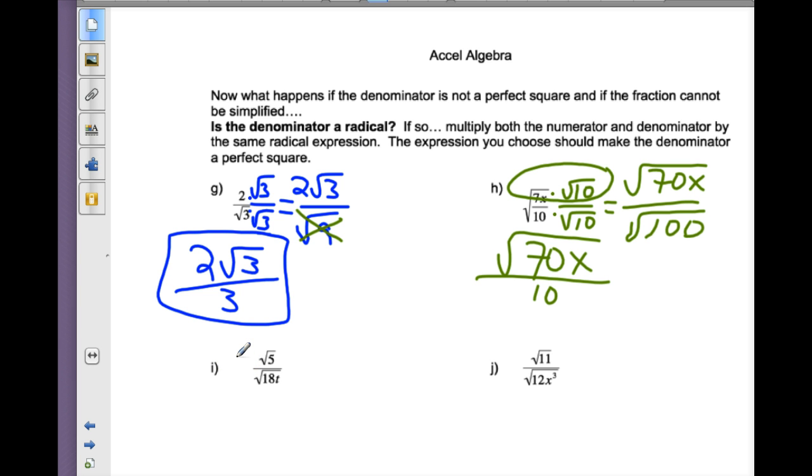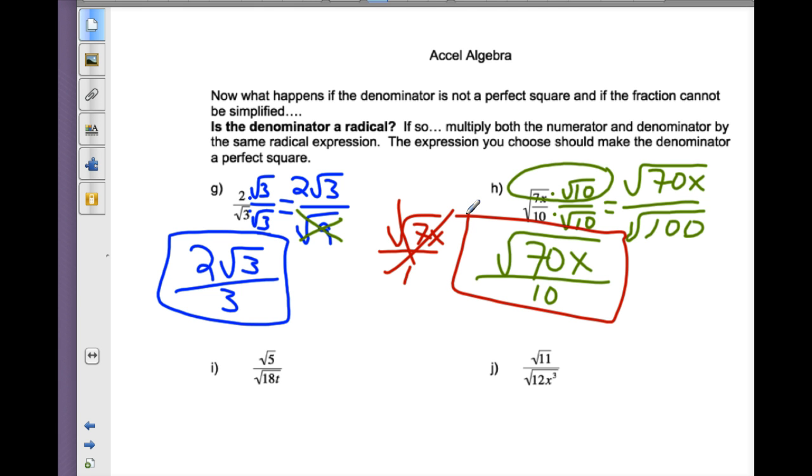You can't simplify that. That's what kids tried to do last period, Aaron. They went, well, didn't you divide them both by... it's radical 7x over 1. Why can you not do that in this problem? Because there's no radical on the 10. So that's the answer.